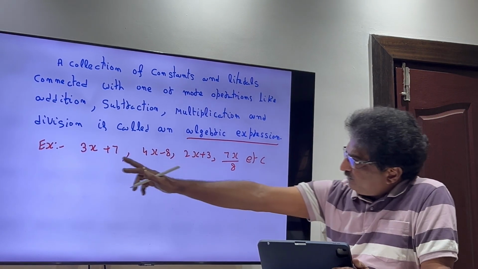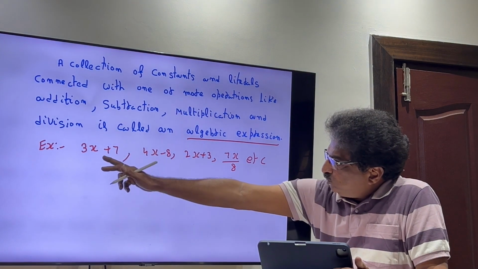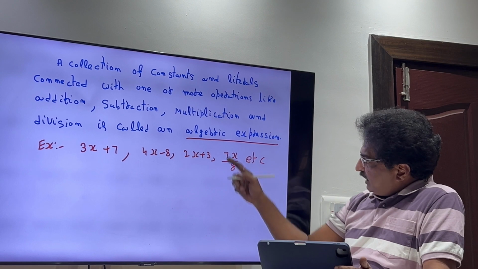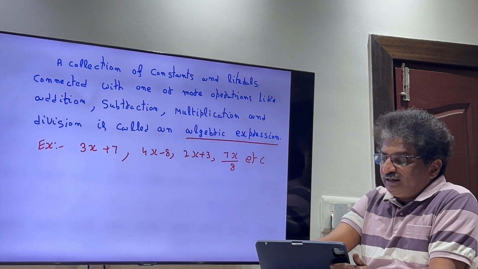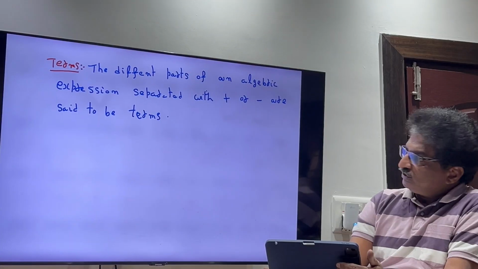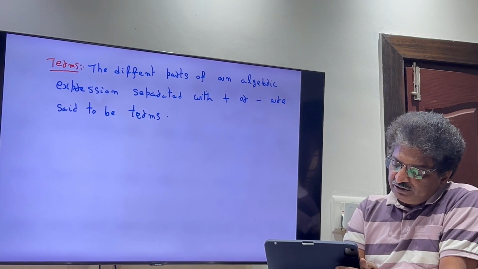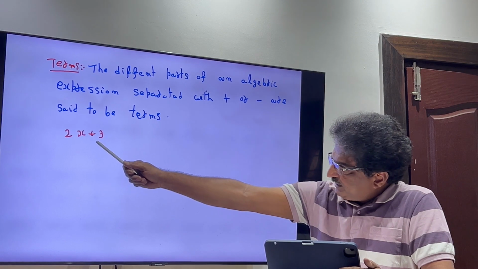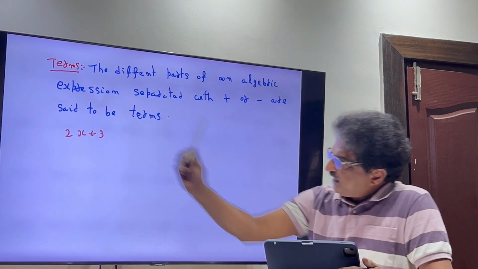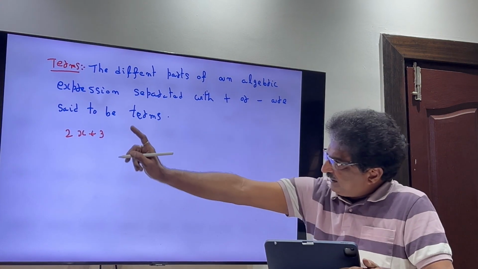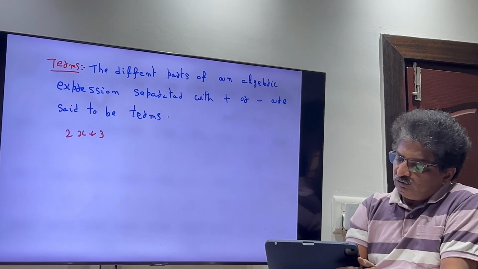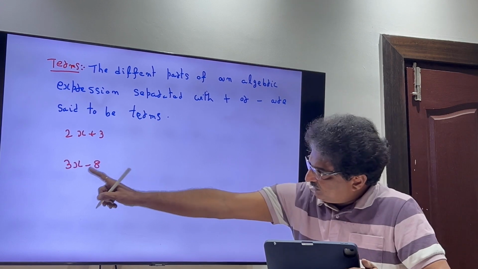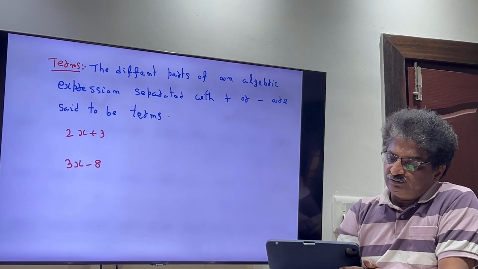In this one, some expressions have two terms. Here it has two terms. The third one also has two terms. And 7x by 8 has only one term. Take 2x plus 3. Here there are two terms: one is 2x, another one is 3. 2x is separately one term, 3 is another term. Similarly, another example, 3x minus 8. 3x is one term and minus 8 is another term.